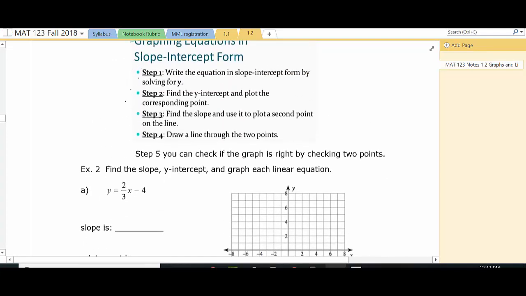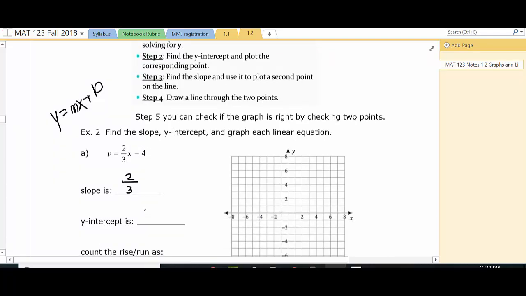So if you go through and look at this, the first thing that you always want to do is make sure that y is by itself. You want to make sure it looks like y equals mx plus b. So that looks like y equals mx and then plus or minus b, right? The slope is the number in front of x, so just write down that's 2/3. Okay, that's your slope. The y-intercept is the other number. Now I want you to write that as a point. So write that as 0, -4 like that.